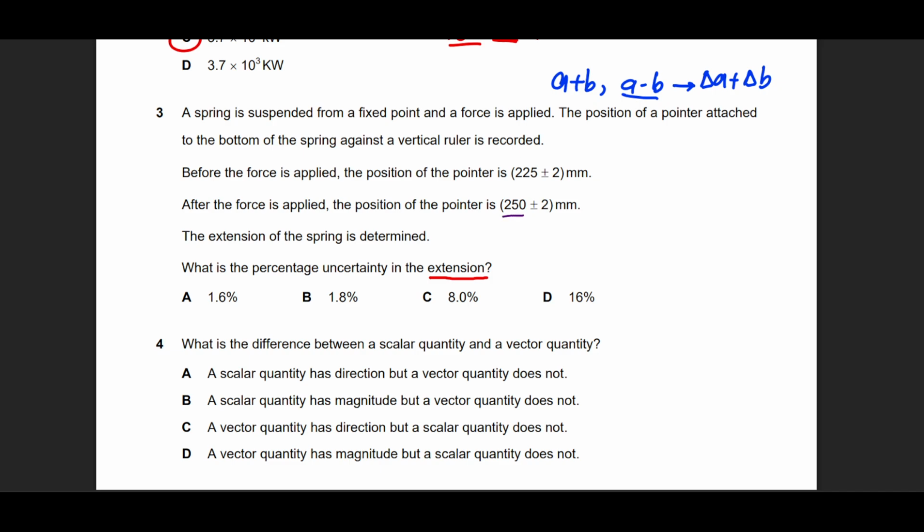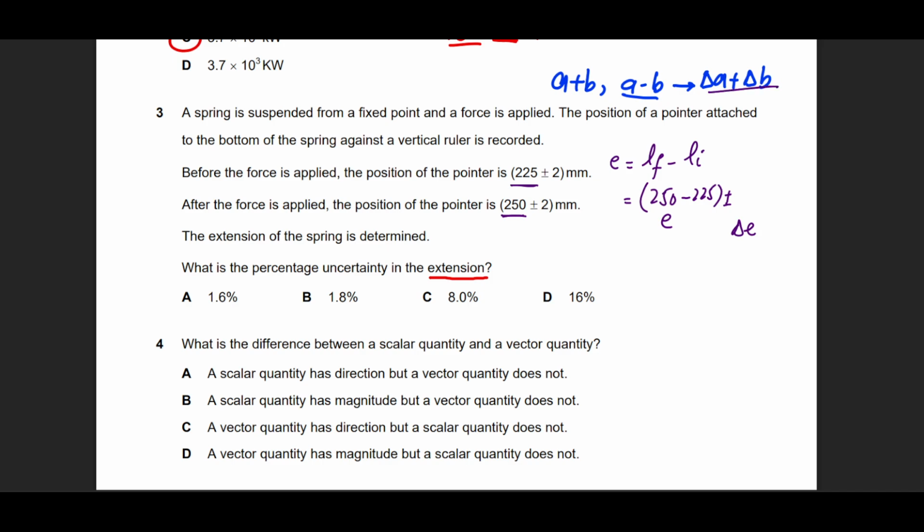So he says the final length is this, the initial is this one. So extension will be found by the final length minus the initial length. Now, what you're going to do, you're going to subtract the true values according to the formula. So that will be 250 minus 225. You have calculated the extension, but what about the delta extension? What about the absolute uncertainty? Or what about the percentage uncertainty?